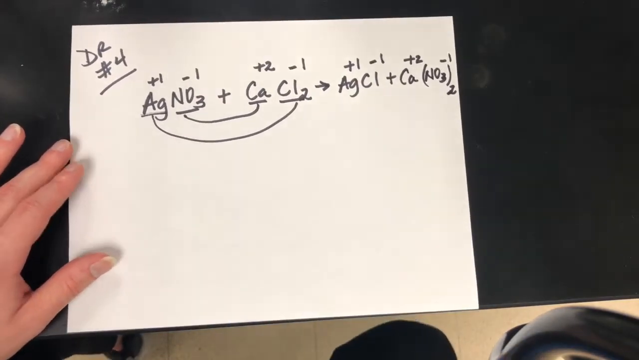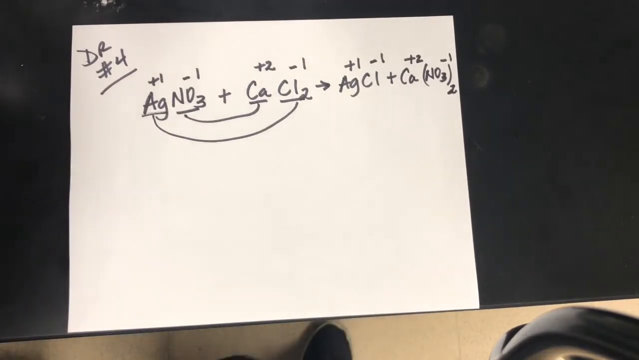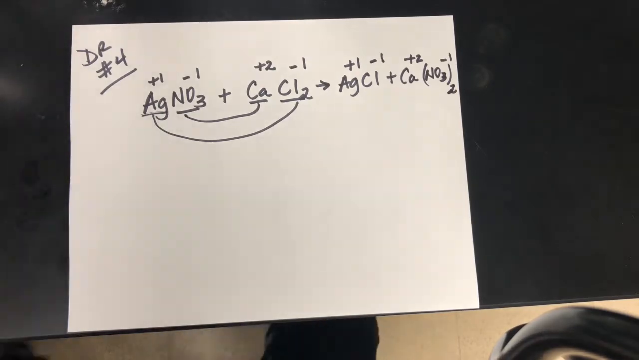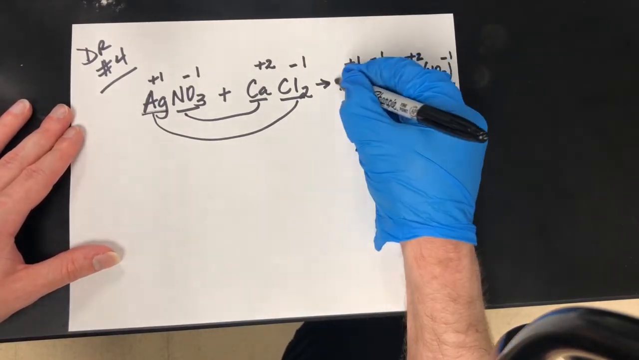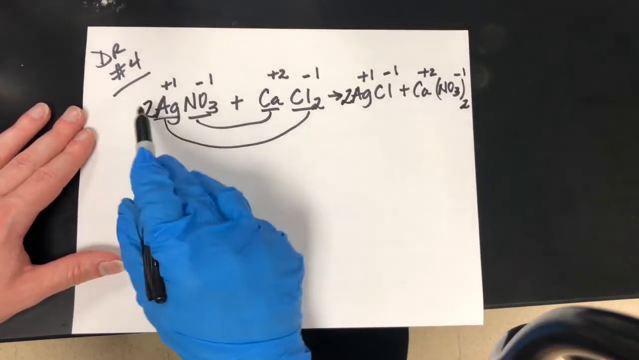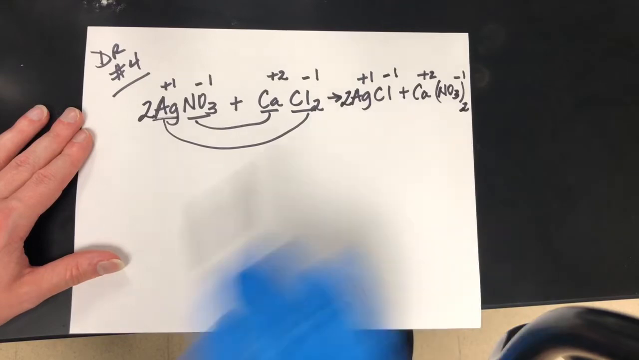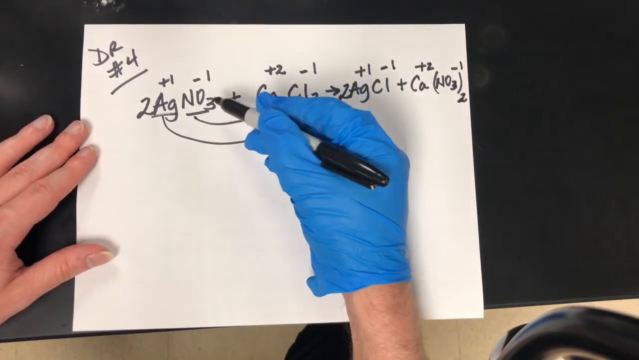Now, we need to balance it. Did I balance the last one? Yeah, it was balanced. Okay, just making sure. Okay, so 2 Cls. I need to get 2 Cls on this side, 2 Ags, 2 Ags, 2 NO3s, 2 NO3s, 1 Ca, 1 Ca. It's balanced. Now we need to go do our solubility rules.